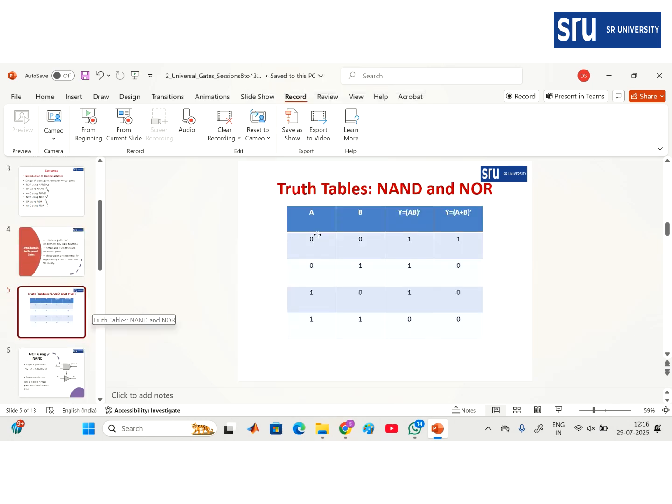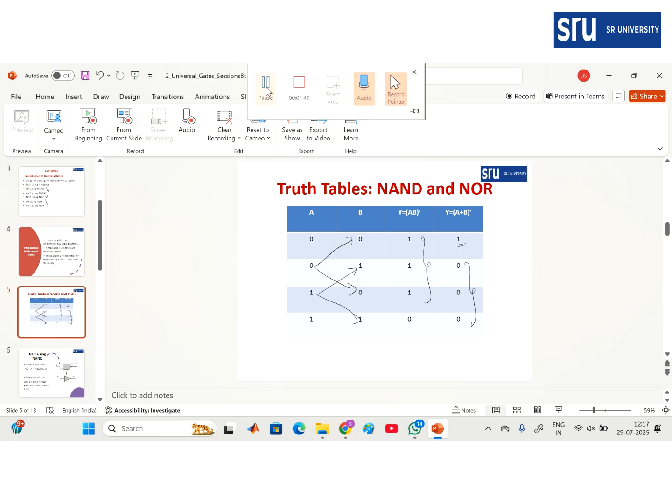Truth table for NAND gate and NOR gate. For the NAND gate, if any one input is 0, the output is definitely 1. For the NOR gate, if at least one input is 1, then the output is definitely 0, logic 0. In all remaining conditions, the output is high.